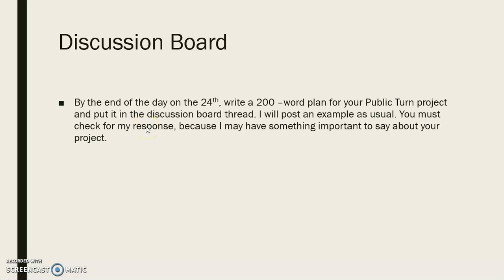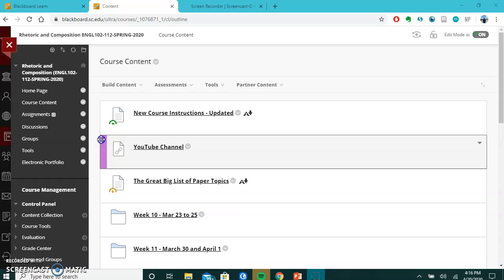Also for this week, other than turning in your paper and starting work on your public turn and your portfolio, you're going to need to do a discussion board post about what you actually want to do for your public turn. I've posted an example that I'm going to show you, but you need to remember to check for my response, because I may have something important to say about your project, like, oh, I don't want you to do that, or, oh, I have a good idea of something you can add. So you need to be checking my responses on those.